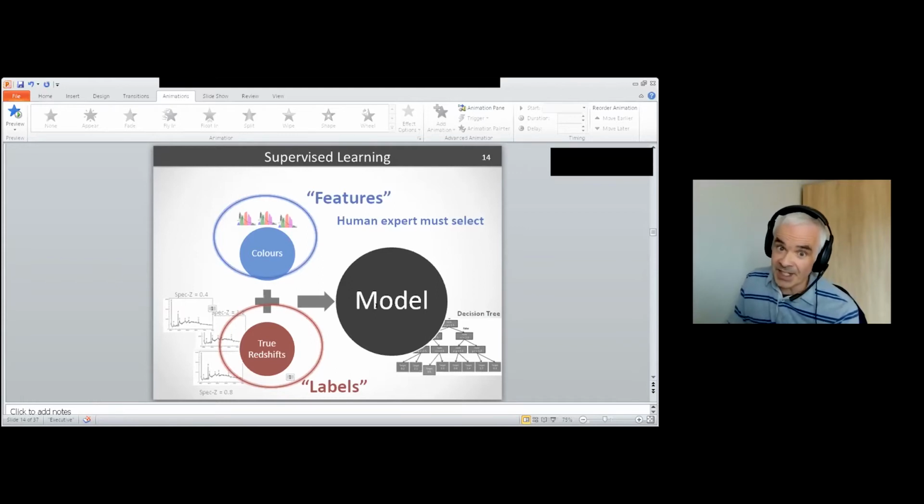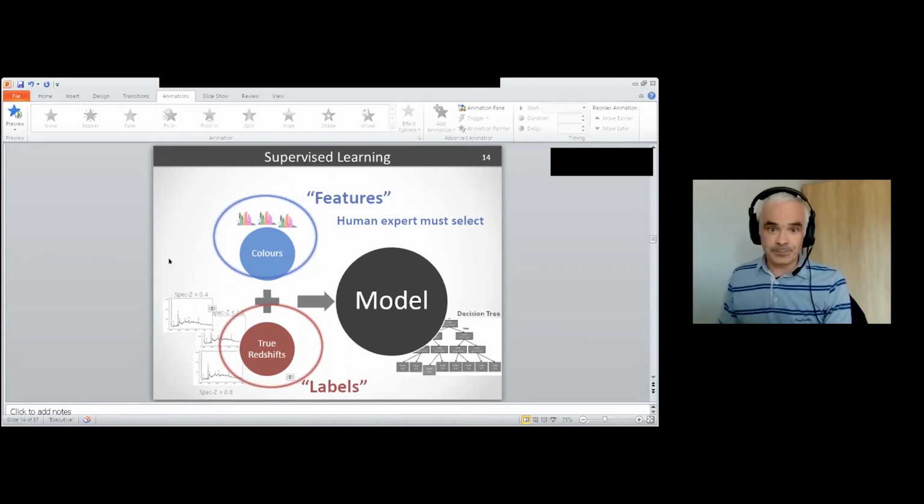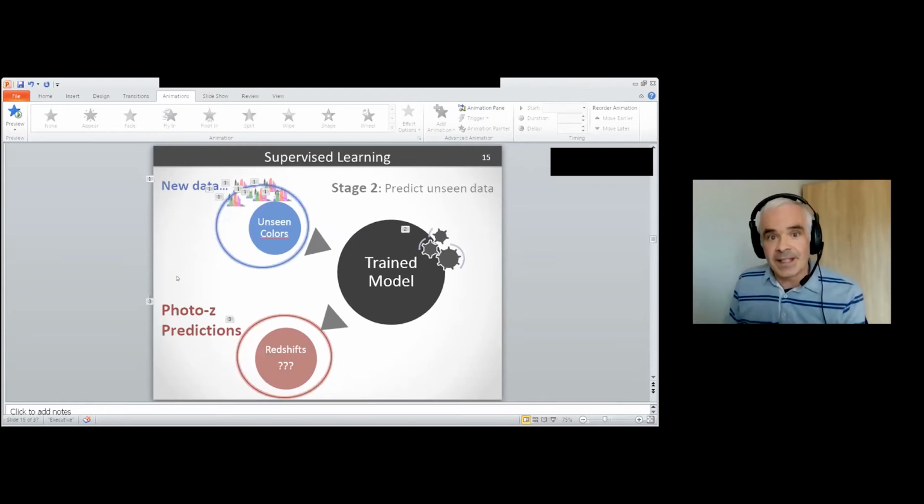So we feed both of these in, and this is the decision tree example. It's going to be able to figure out, for each set of photometric data, because it's been given the right answer, it's hopefully going to be able to find a pattern and match photo-z to spectroscopic redshift.